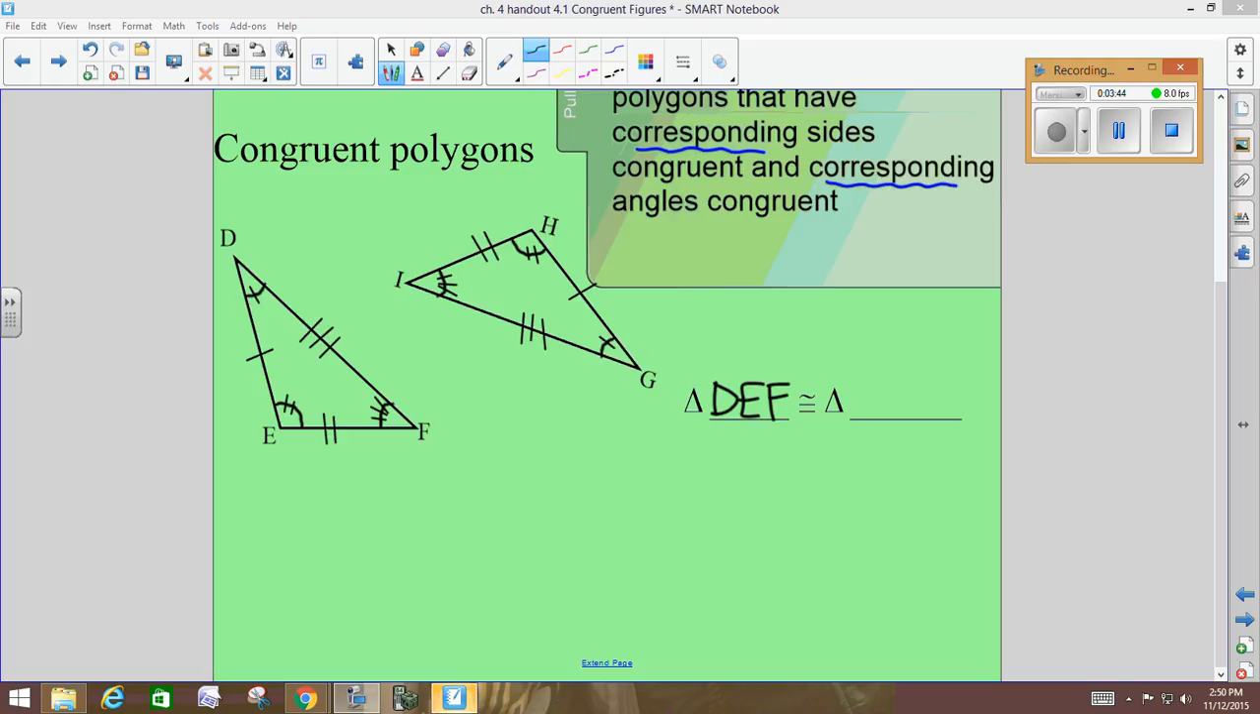So since D comes first, the angle that's congruent to D needs to come first over here. Which angle is congruent to D? G. How about angle E? H, and then I. So in your congruency statement, your congruent angles should line up. No matter if you have 3 because it's a triangle or if you have 8 because it's an octagon, the congruent angles should be in the same position. Okay, congruency statement. Cool.